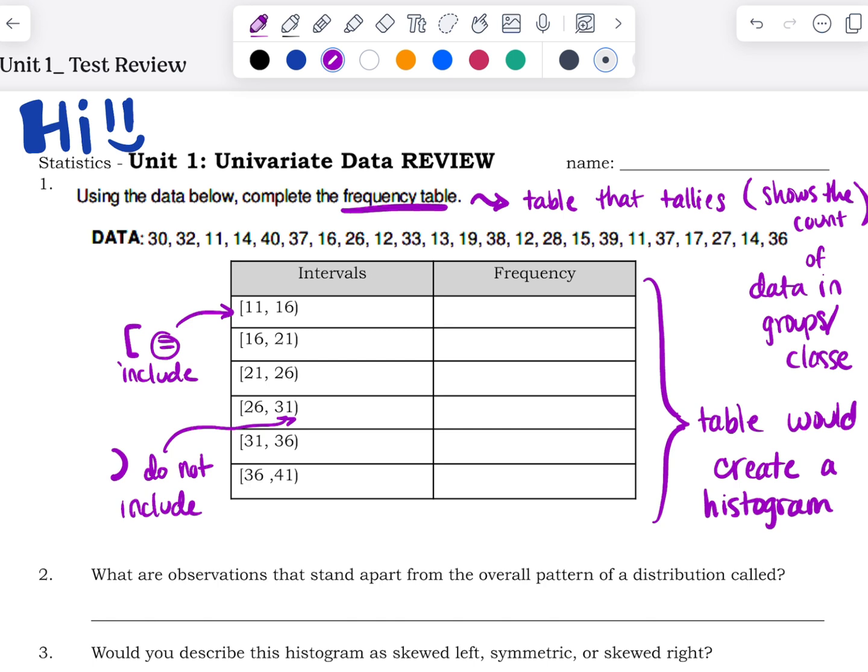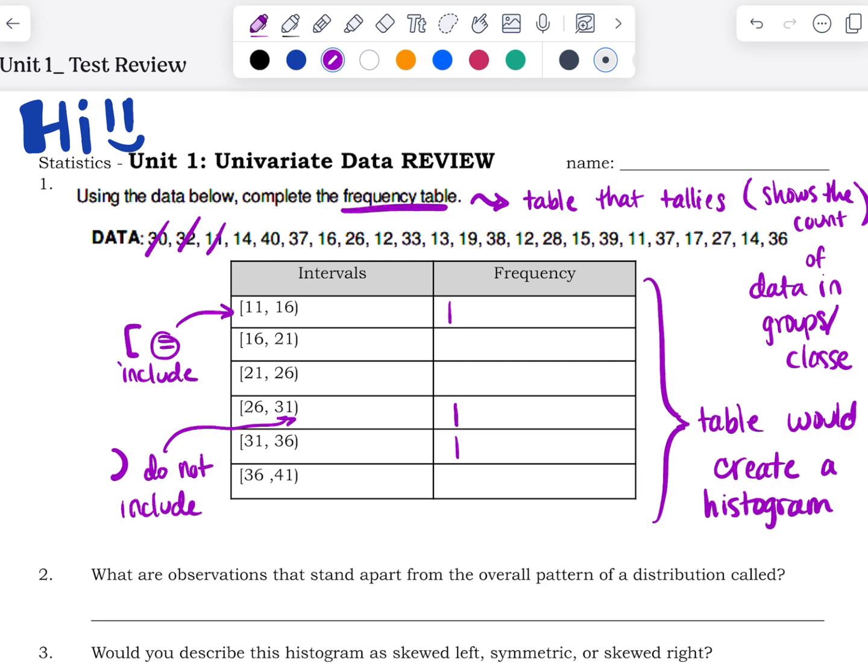And when I say boring, I shouldn't say that. Math is super fun, guys. Okay, but this is more of like you just have to analyze each value, right? So like 30 is in between 26 and 31, so I make a tally. 32 is in between 31 and 36. 11 is right between 11 and 16.